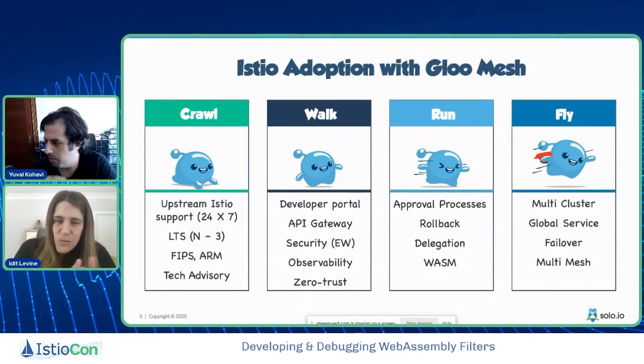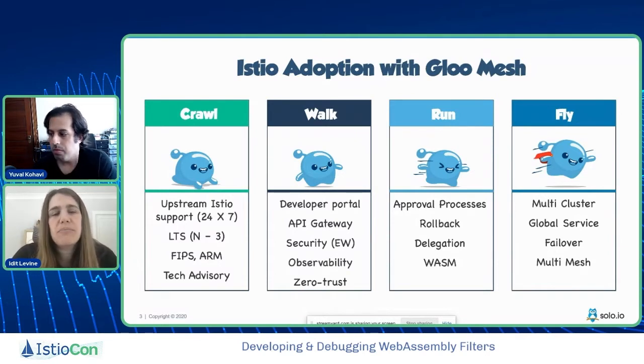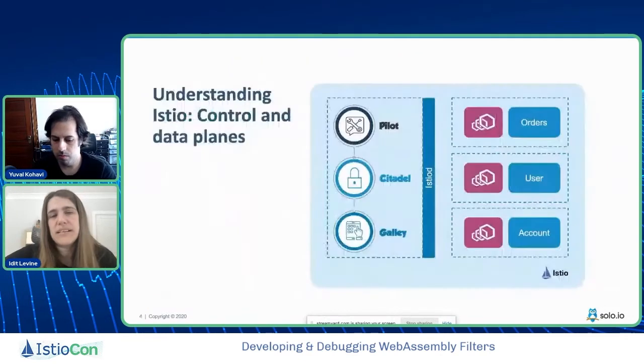But when they move into the walk part, what we notice is that they're asking for a lot of customization. They really like Istio. They're excited about the goodies. And then what they want to do is to extend it a little bit. That's what we see with our customers. So that will be the focus of this talk: how can you extend Istio?